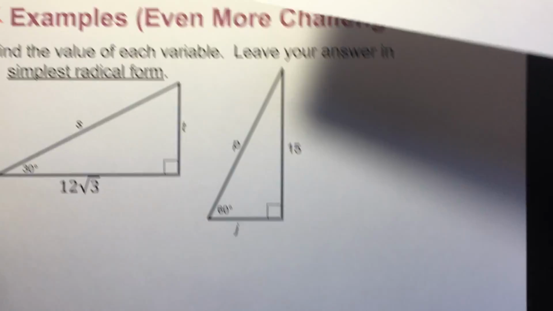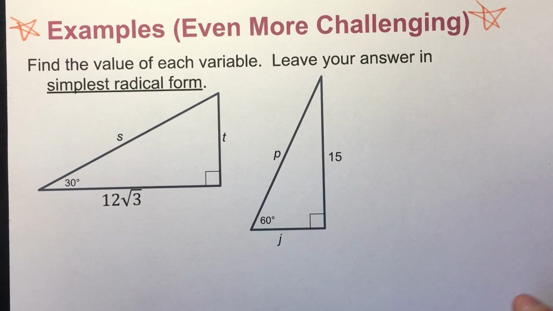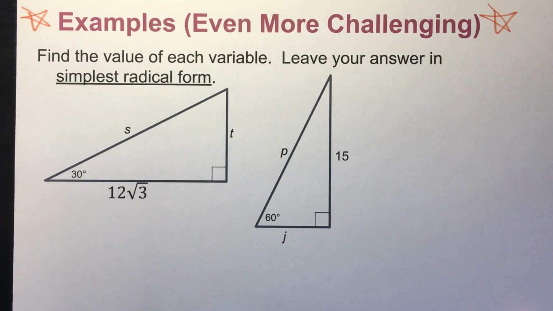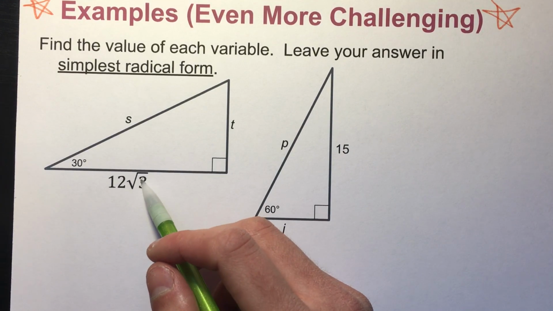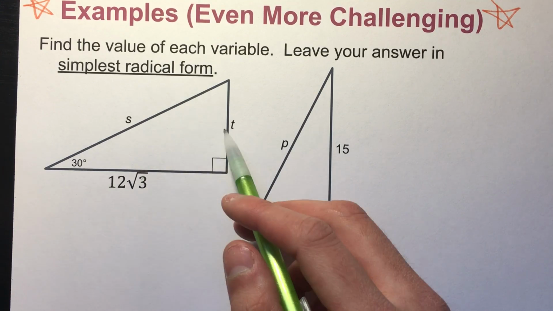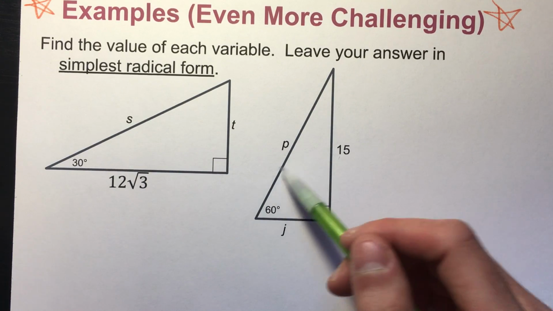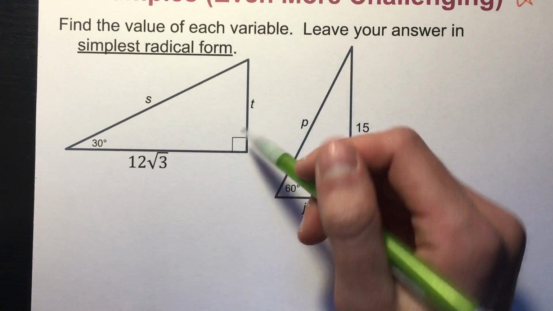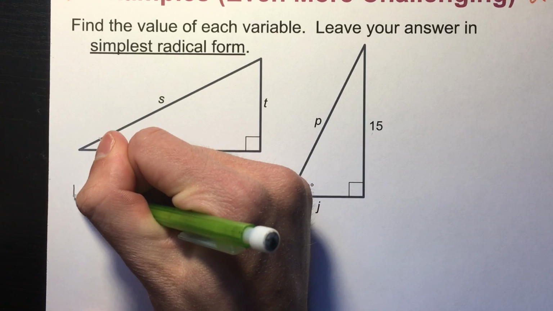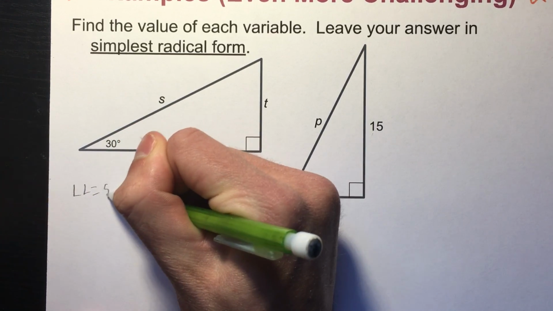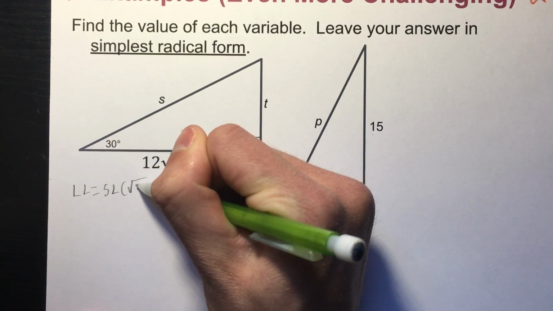All right, so now some even more challenging problems, which you guys can definitely do, I have faith. This time we're given the length of the longer leg, and now we have to find the hypotenuse and the shorter leg in both these examples. So let's find the length of the shorter leg first. We know that longer leg equals shorter leg times the square root of 3.